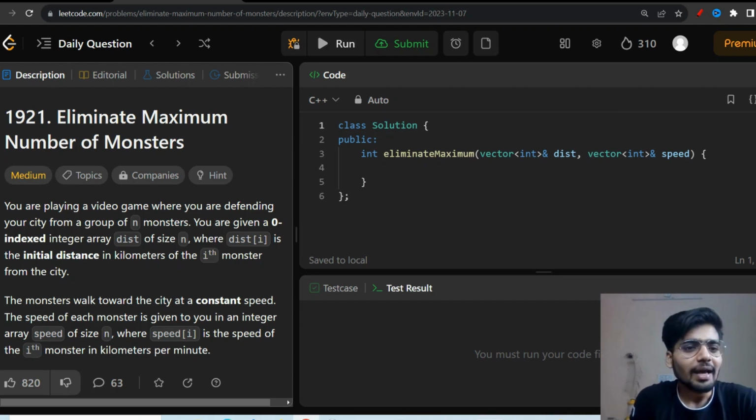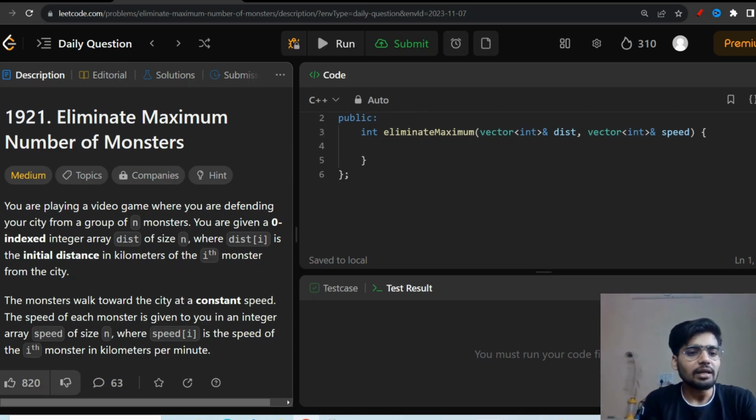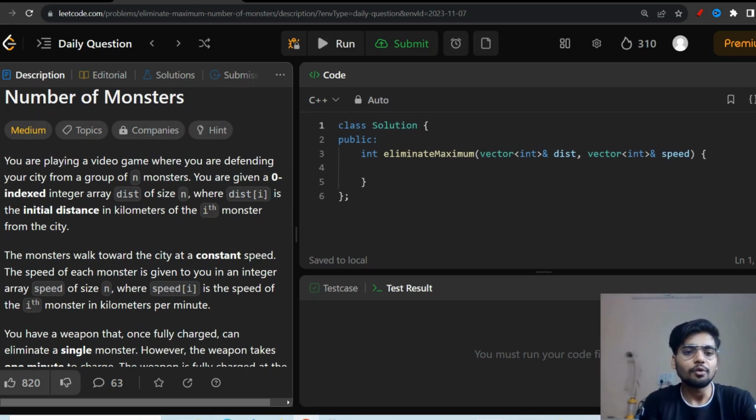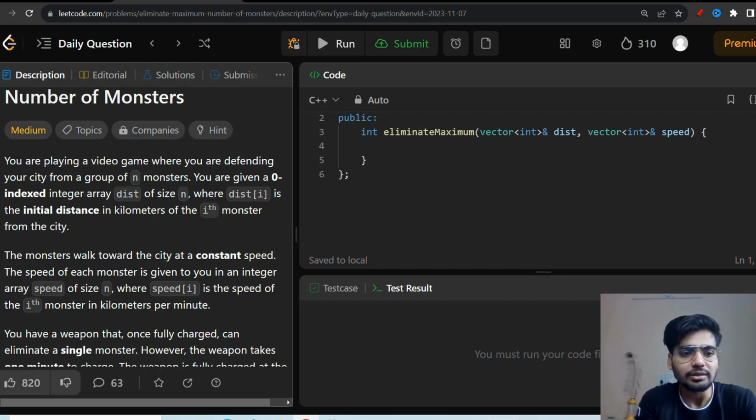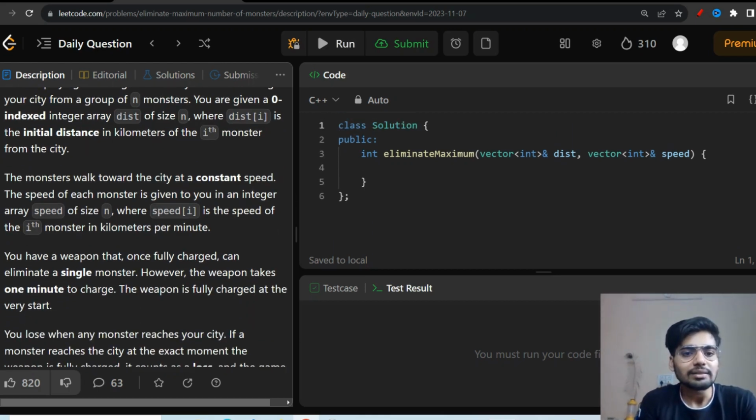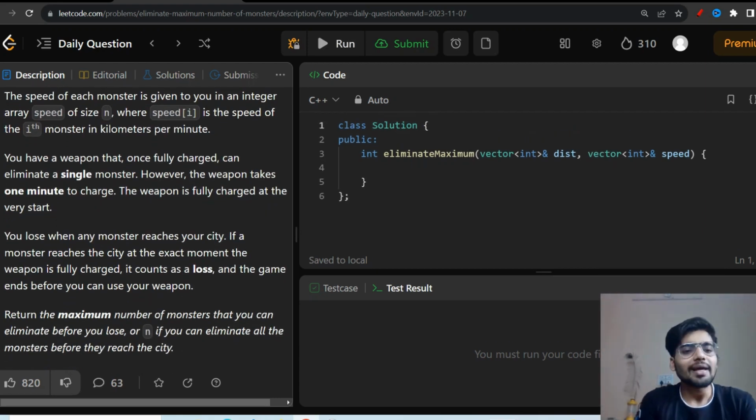ठीक है, और कोई प्रमोशन नहीं है। एलिमिनेट मैक्सिमम नंबर ऑफ मॉन्स्टर। बेसिकली वी हैव गिवन अ क्वेश्चन in which we are playing a video game where we are defending our city from n number of monsters, and there is a distance array with size n, and distance i denotes the initial distance in kilometers of the ith monster from the city. The monsters walk towards the city with a constant speed. The speed is given in a speed vector which is given in our question. So the ith monster has ith speed in kilometers per minute, and you have a weapon. Once fully charged, you can eliminate a single monster.